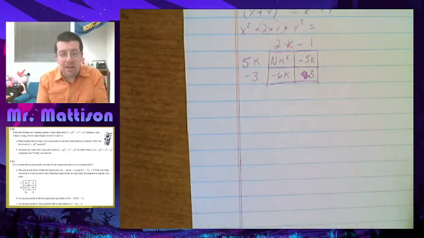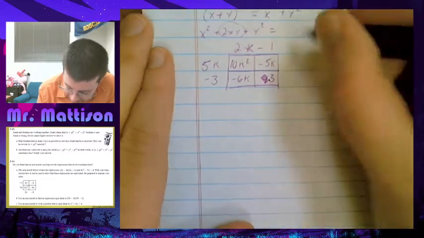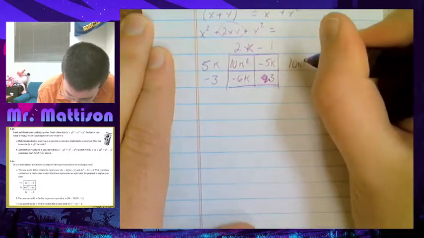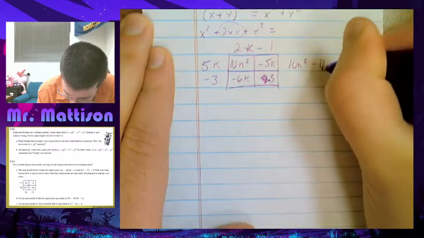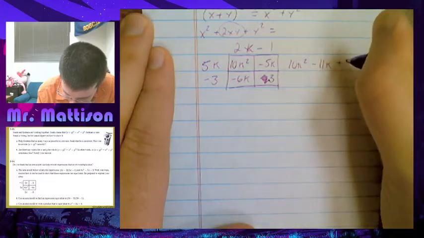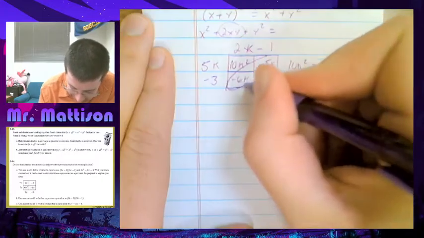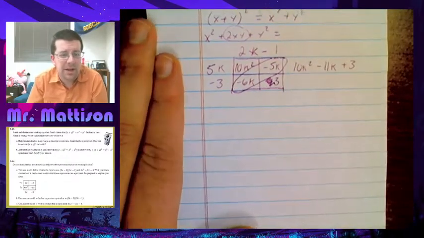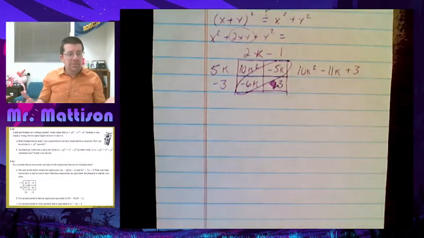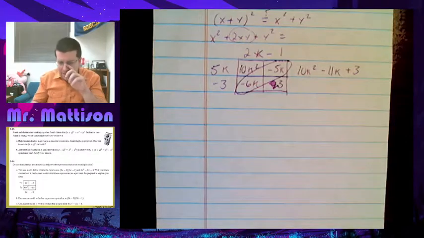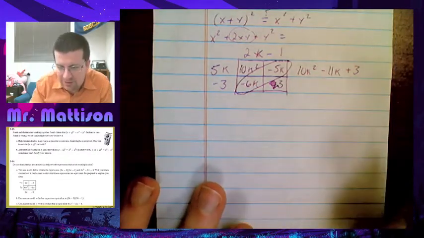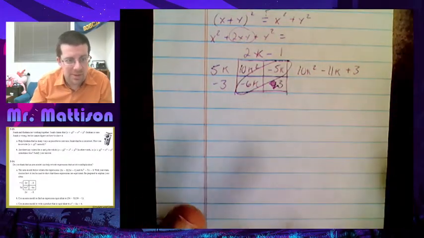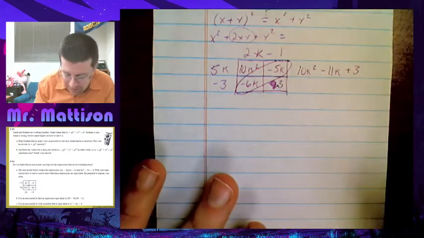So the equivalent statement would then be 10k squared minus 11k plus 3, because again, I'm combining these as my like terms. So not too bad, right? That's effectively multiplying, which is really, really easy for us to do. One that's a little bit more challenging is if we try and do it the opposite way. So we're trying to factor these apart.